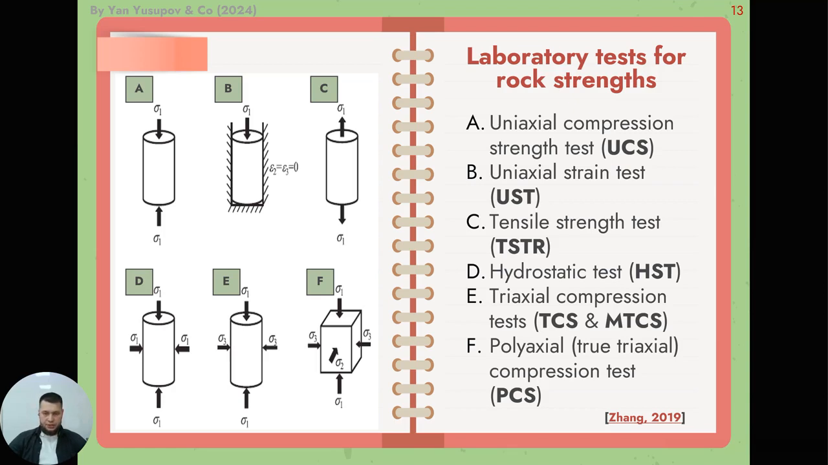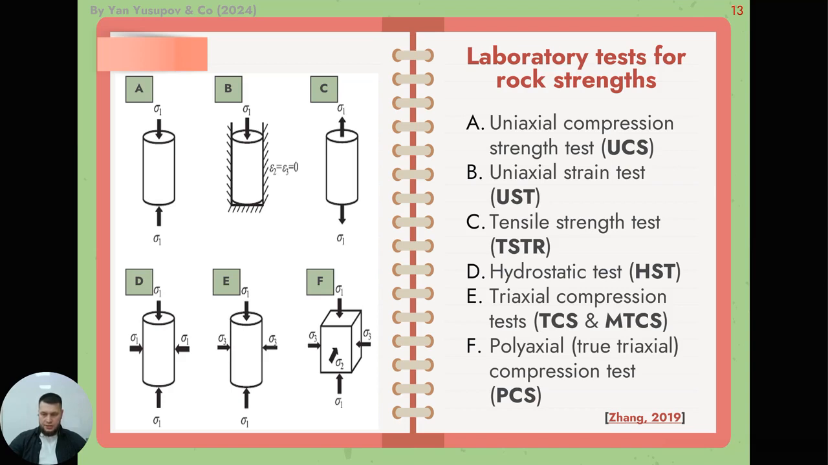Tensile strength test, TSTR, when the cylindrical rock specimen is applied tensional force in the axial direction. Number 4 is the hydrostatic test, HST, when the cylindrical specimen is compressed with the same stress in all directions.